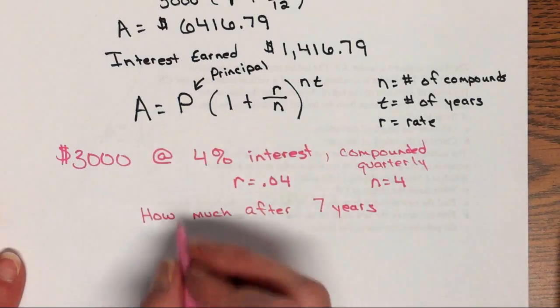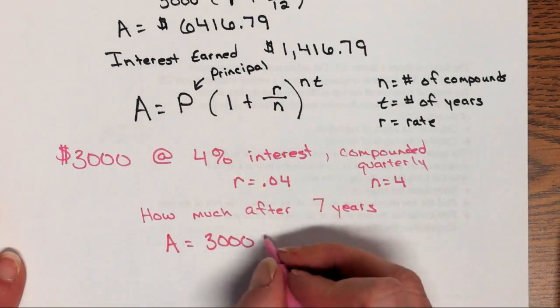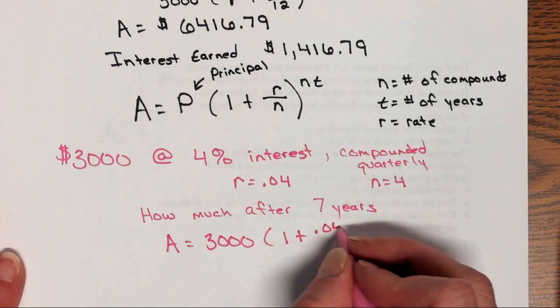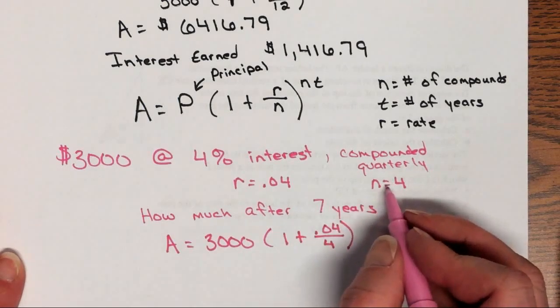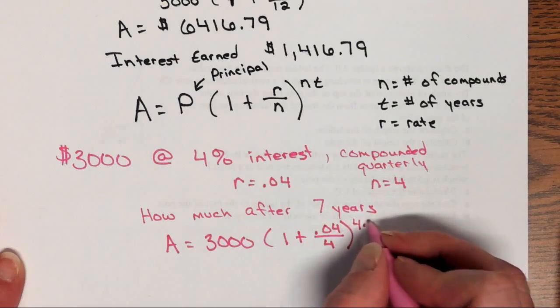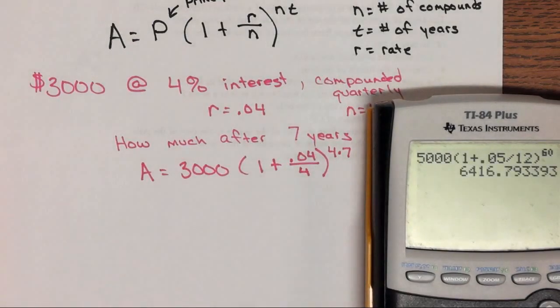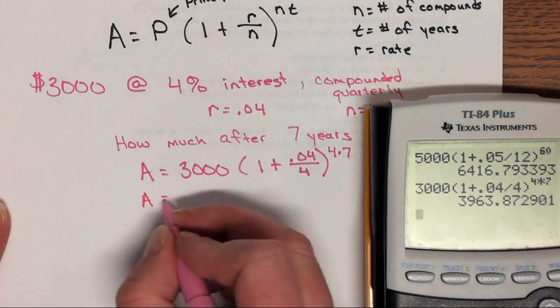So our account balance is equal to the principal, which means how much we started with, times 1 plus the interest divided by the number of times we compounded, to the number of compounds times the number of years, because we want to know how many times total it's being compounded. So, that would be 3,000 times 1 plus 0.04 divided by 4 to the, and you could actually type 4 times 7 in here, and that would give you your account balance.